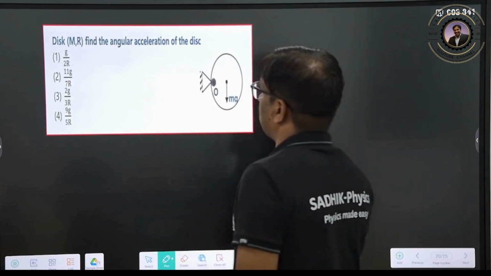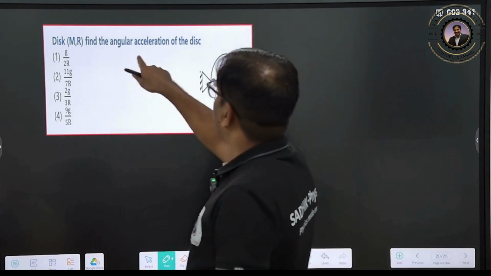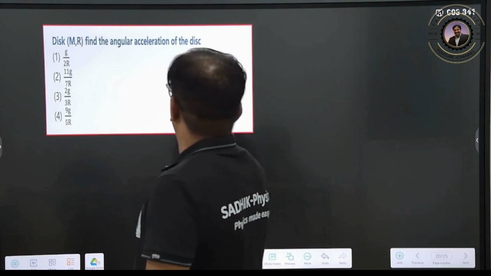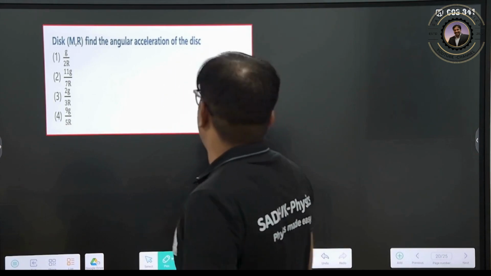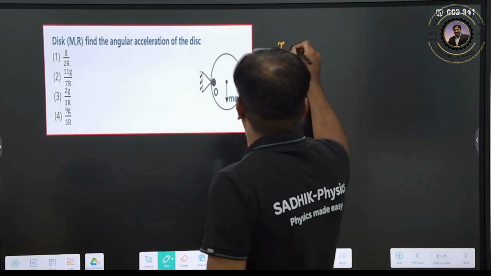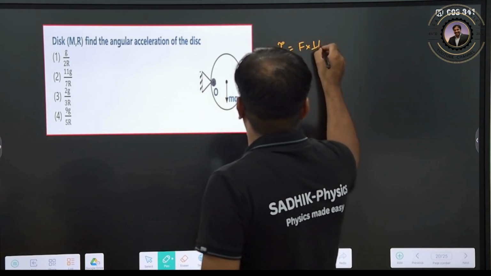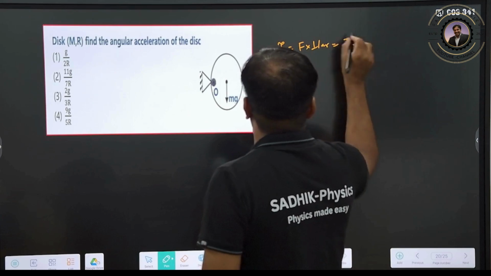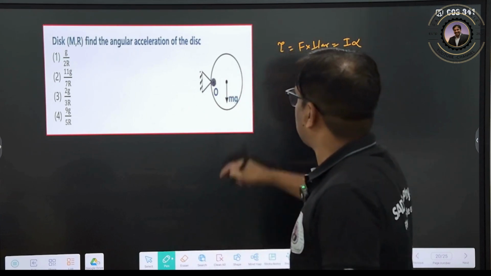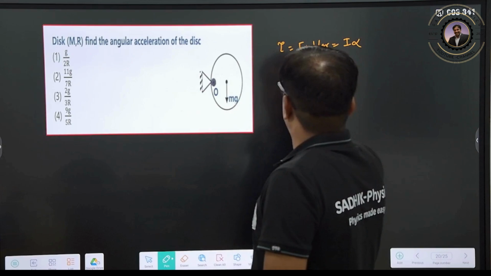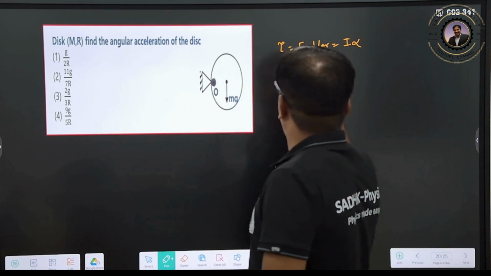There is a disc here. Find the angular acceleration of the disc. Angular acceleration means what? Torque is equal to force into perpendicular distance, and it will be equal to I alpha. That's all. What is the force here? Mg. Perpendicular distance is nothing but R.